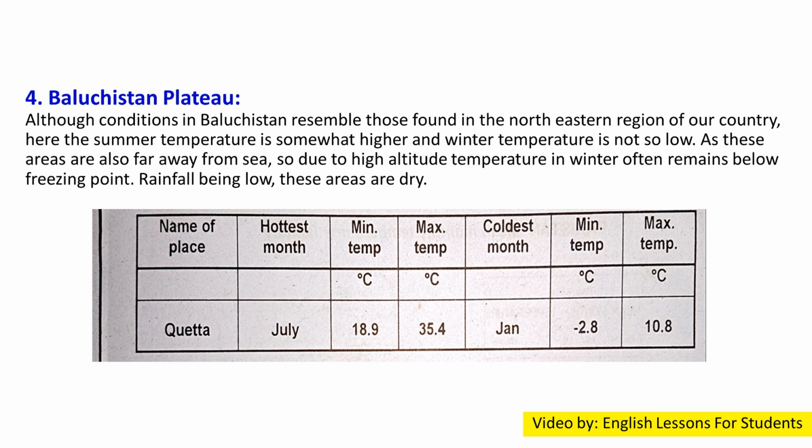For example, Quetta is a place where hottest month is July and minimum temperature is 18.9 degrees centigrade. Maximum temperature is 35.4 degrees centigrade. Coldest month is January. Minimum temperature is minus 2.8 degrees centigrade and maximum temperature is 10.8 degrees centigrade.